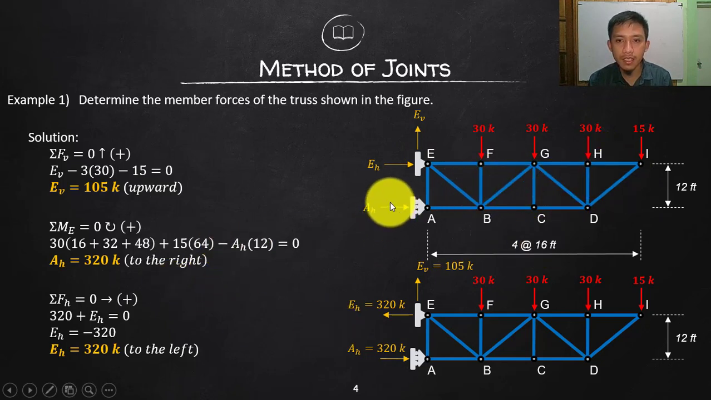And then lastly, AH with the moment arm of 12, but that is counterclockwise, so negative. This is a simple algebra. Transpose, divide both sides by 12. We will have A sub H to be 320 kips.